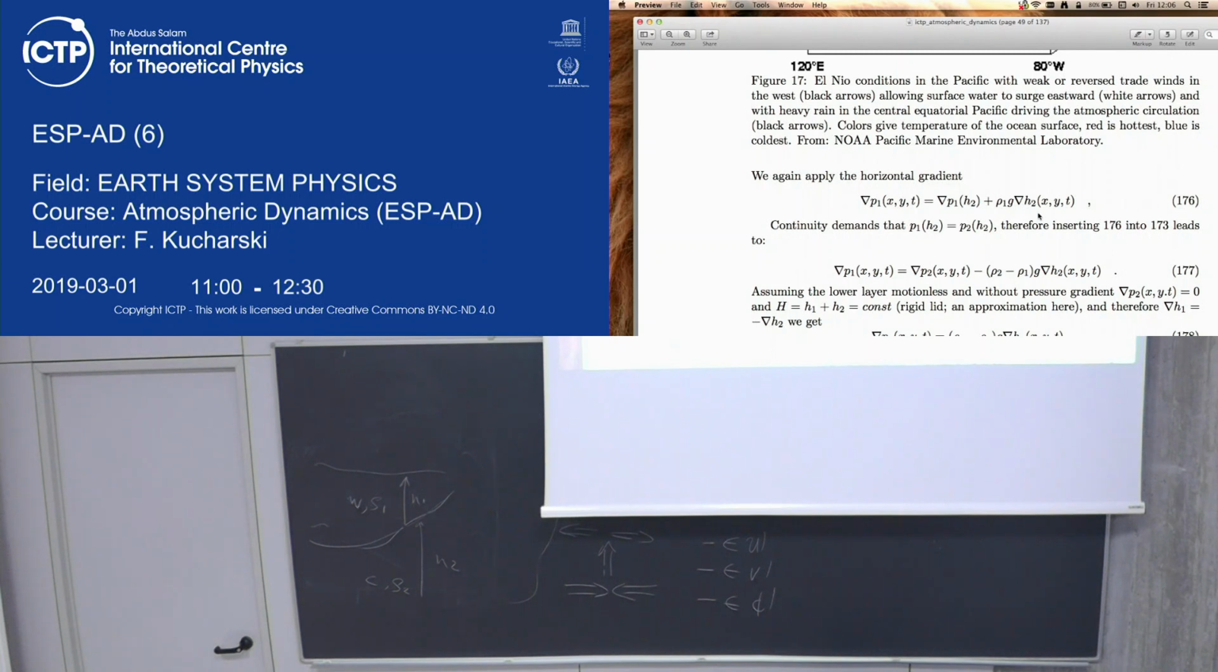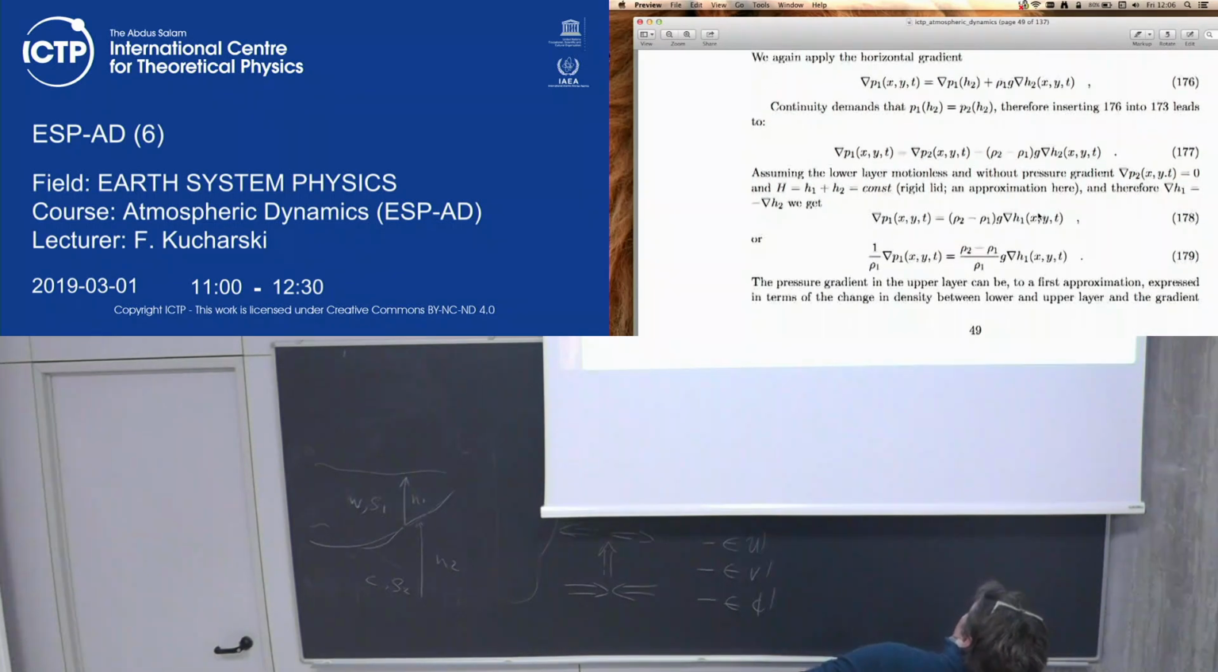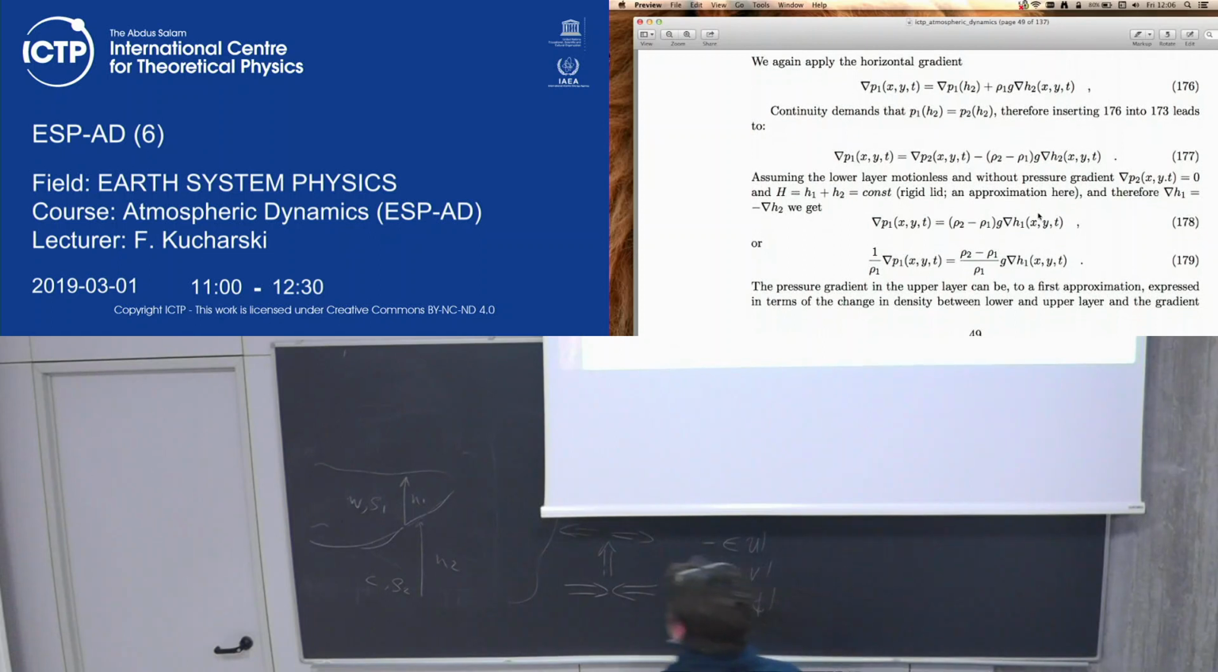And then we use our assumption: the pressure gradient in the second layer is so much smaller than the pressure gradient in the upper layer that we can neglect this term. No motion in the lower layer. So of course, an approximation again. And that means that the pressure gradient in our upper layer is independent of height and can be expressed by the gradient of the depth of the thermocline.